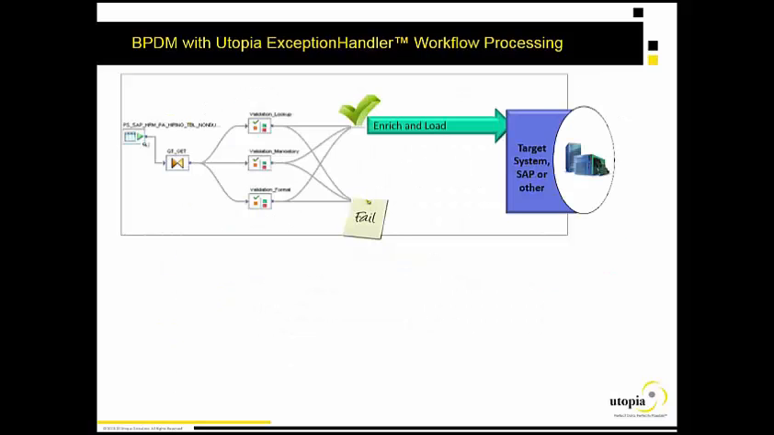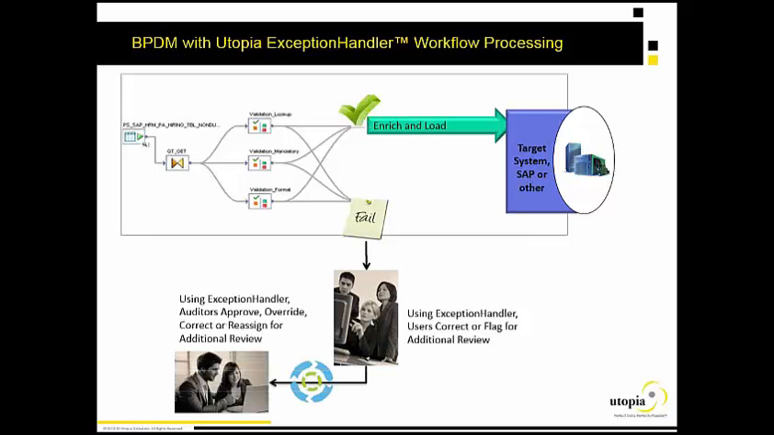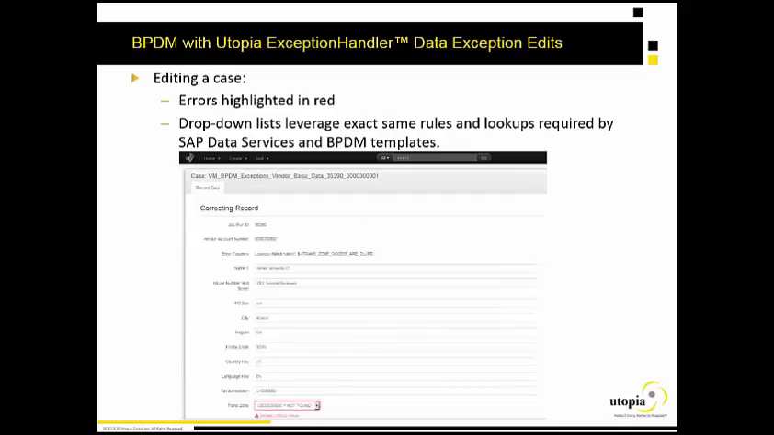So it looks very much like the other Information Steward picture that I showed you, except this time it goes into a different exception handler. Users are able to correct and flag for additional review. Once all of them are done, they are then loaded back into the best practices for data migration templates and run through the exact same rules again. And they should pass this time as they've gone through the validation and everything in the exception handler. So now the output would be for them to create IDOCs to load into the system.